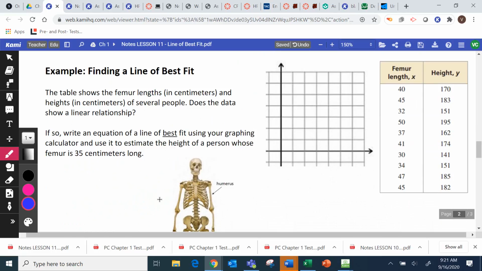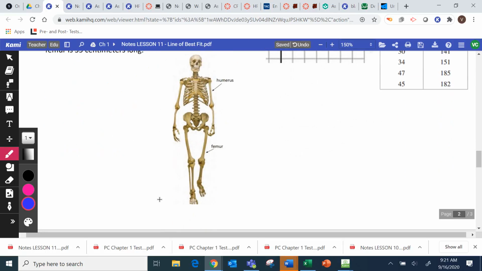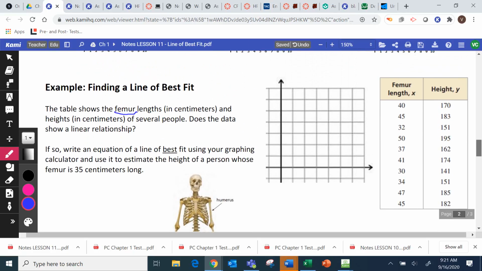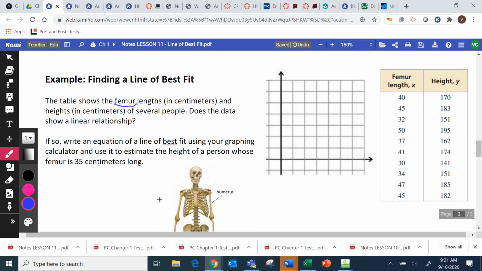Okay, so over here, we're talking about femur lengths, and there is a picture that shows here's our femur bone. So we're talking about femur lengths in centimeters compared to the height of a person in centimeters. So they took some data.